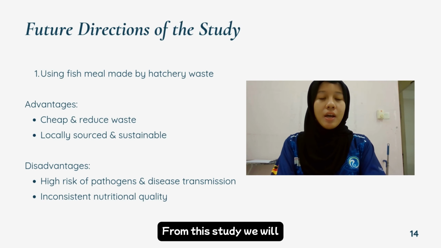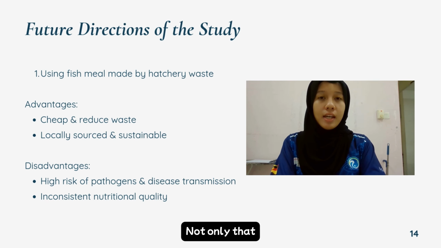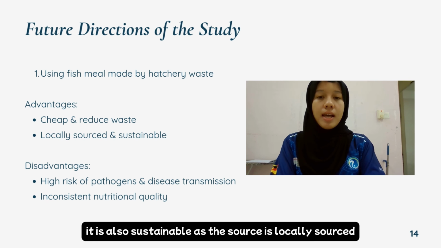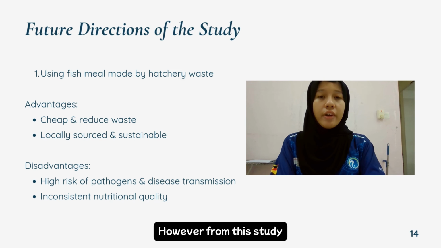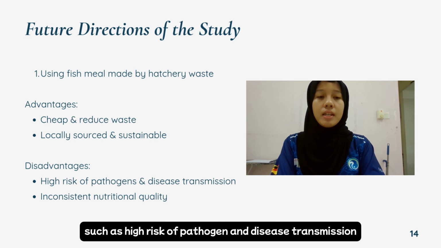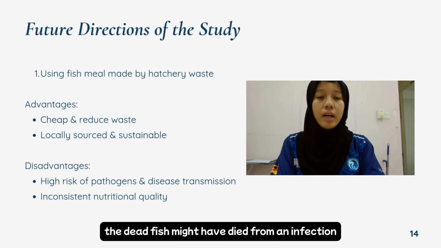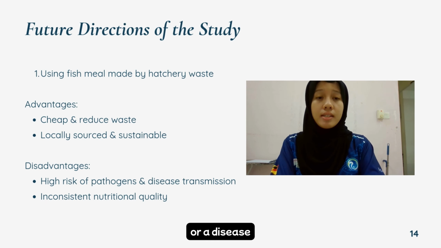From this study, we will explore more about fish meal made by using hatchery waste, such as dead fish. From our study, we found out that this material is cheap and it also helps to reduce waste. Not only that, it is also sustainable as the source is locally sourced. However, we also found some disadvantages, such as high risk of pathogen and disease transmission. This is because the dead fish might have died from an infection or a disease.